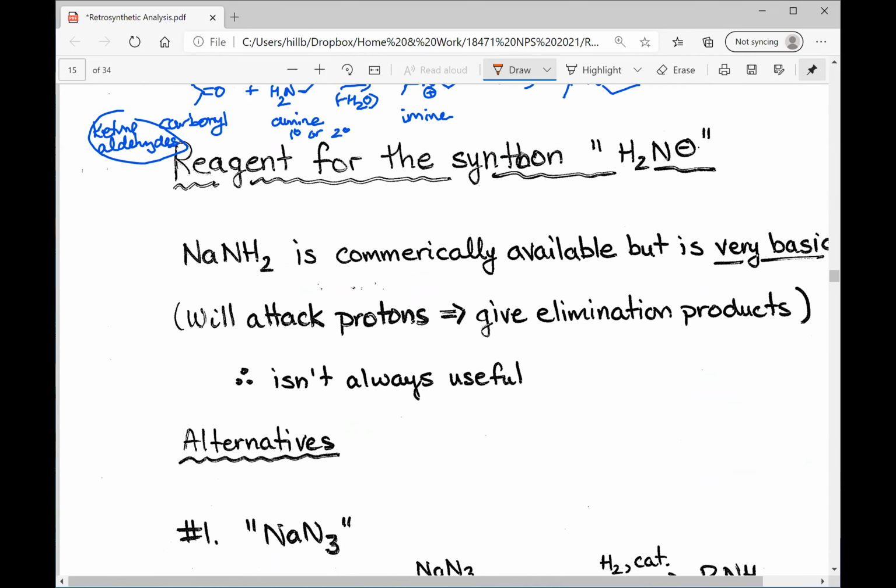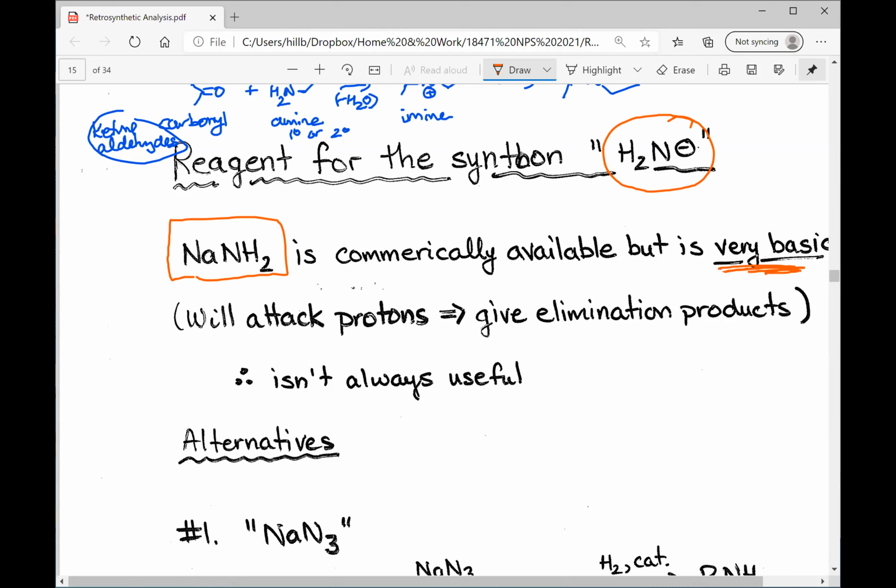Okay, but I think the thing we were going to do next was, if you ever need to use H2N minus, so this is the sodium version of this. We would have used this in organic 2 relatively frequently, and it's commercially available. You can buy it probably in a bottle of THF. But the thing is, it's extremely basic.